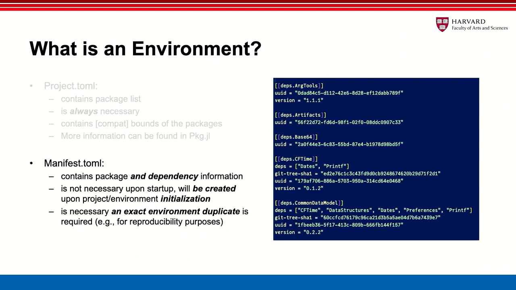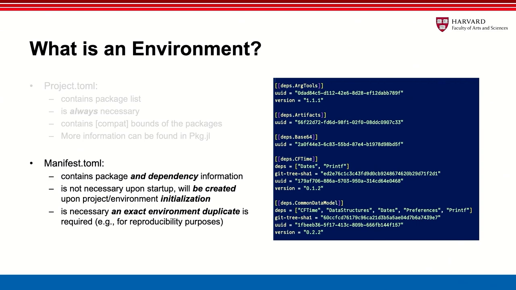The second one is manifest. A project is necessary to define the packages in an environment. If you want to share a project with someone, you at least need to share your project.toml with that person, so that when they compile the project, Julia will automatically download all the necessary packages for you.